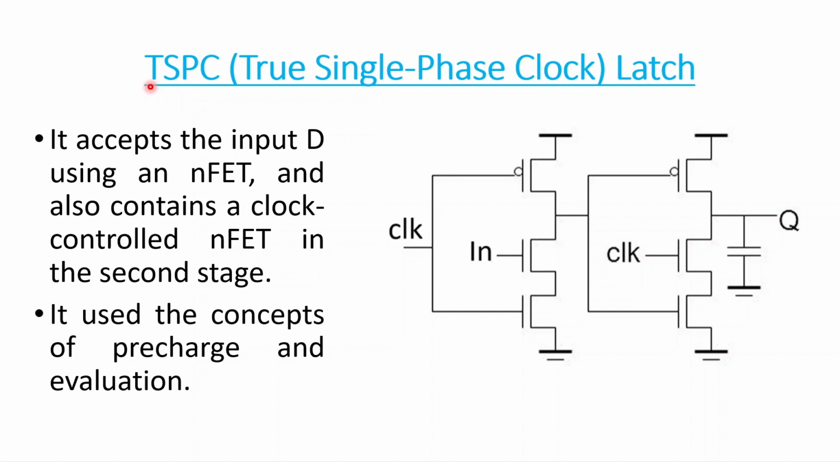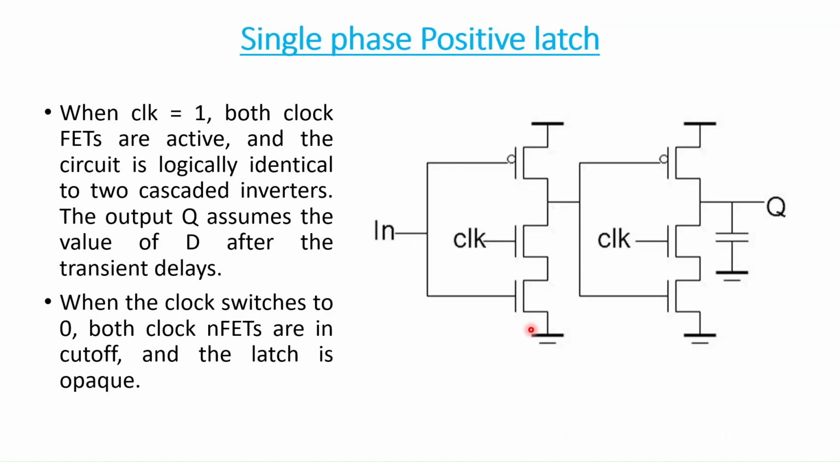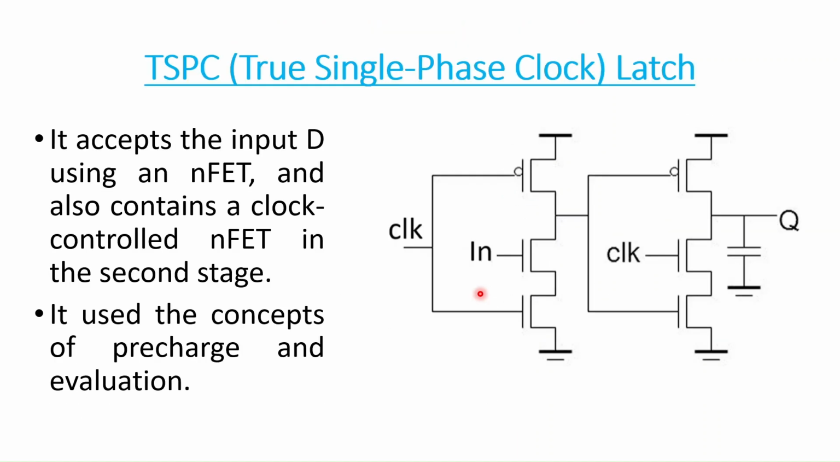Now look at the true single phase clock latch. First we will understand the difference in the circuit of the single phase clock latch and the TSPC latch. Here you can see the input is applied to this NMOS and the clock is applied to this PMOS and NMOS, whereas in single phase, the clock was applied to the NMOS and the input was applied to this PMOS and NMOS. So exactly the opposite happens in TSPC and single phase.